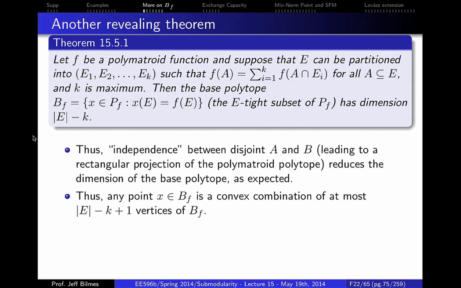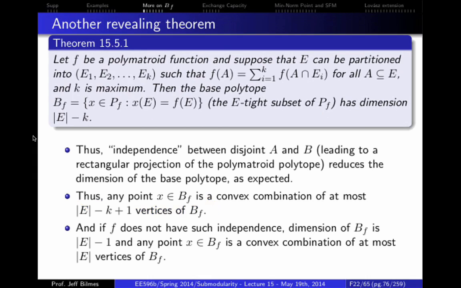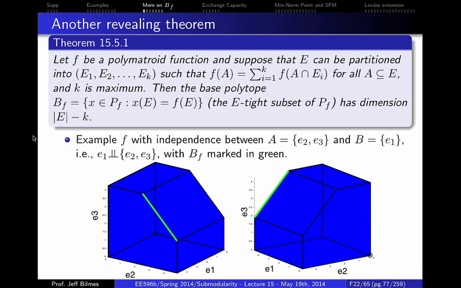So this means that any point in the base is a convex combination of at most |E| minus k plus 1 points. And in the most general case, the base is at most |E| minus 1 dimensional, so it can be represented as a convex combination of |E| points in the base. And this is actually something that's important for many algorithms.